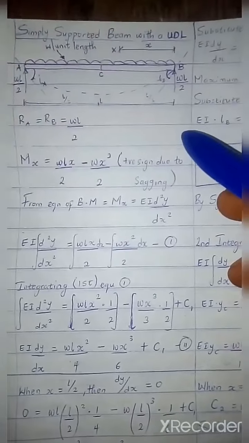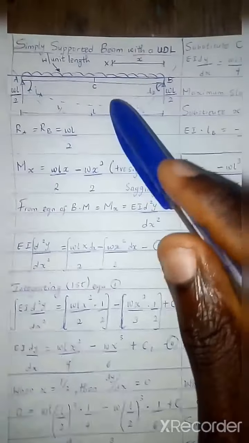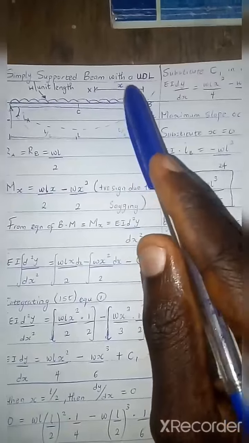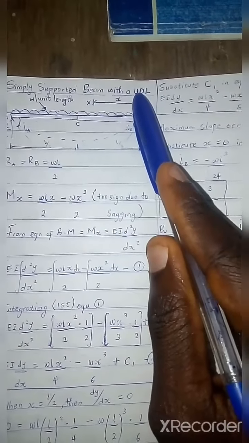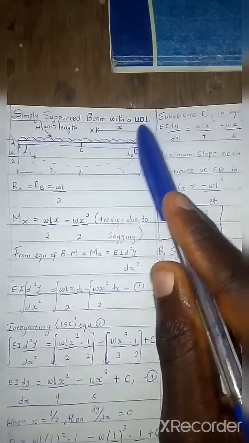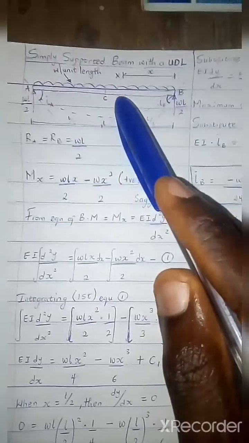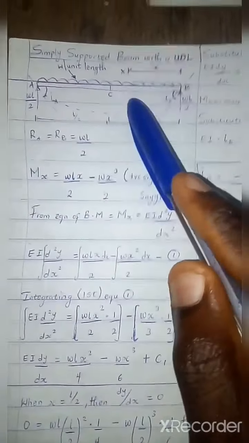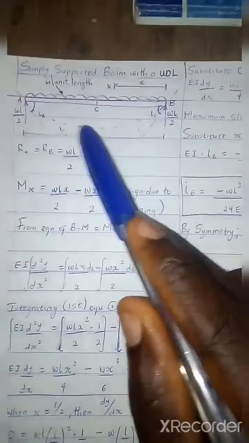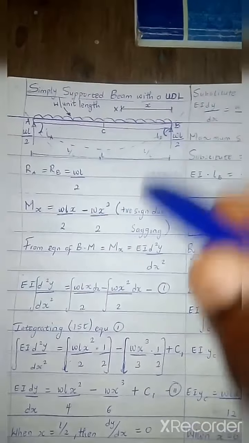This is Maker Tutors. Here we'll be proceeding on our topic, theory of structure, on a simply supported beam with uniformly distributed load (UDL) using the double integration method. In the last lesson I solved for a simply supported beam with a point load using the double integration method. Here we'll be doing it for UDL.